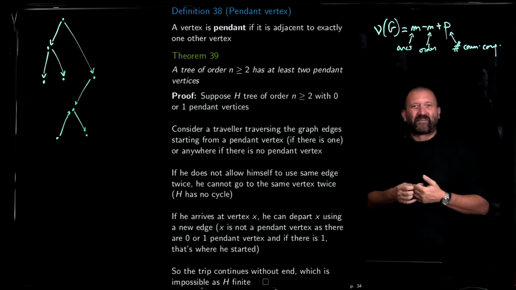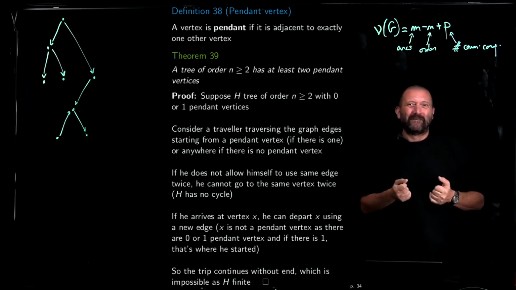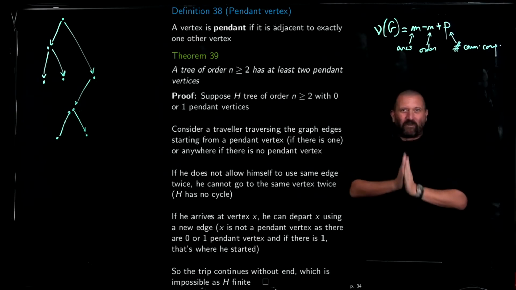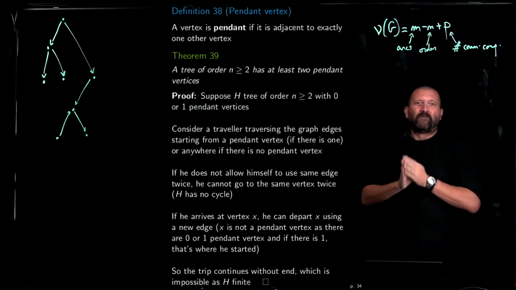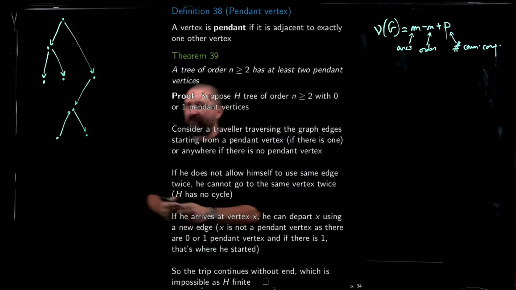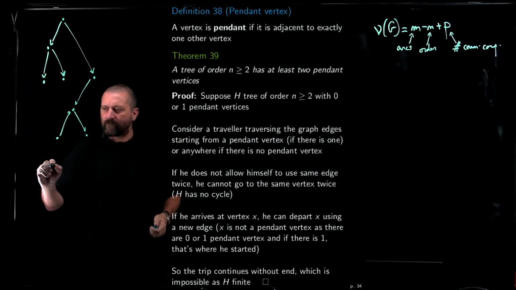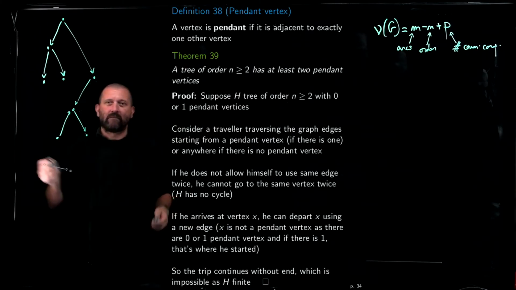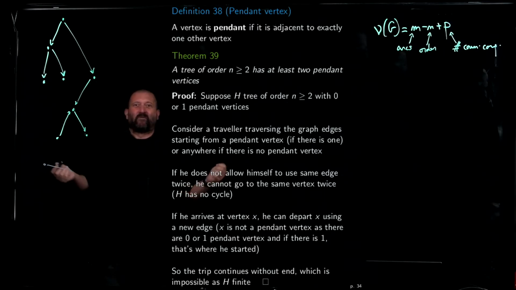The way we prove this is by traveling along the tree. Okay. So suppose we start with a tree of order n greater than 2, so more than two vertices, because of course if we have only two vertices, they're pendant. They're both pendant. Okay, so we want to have another one.